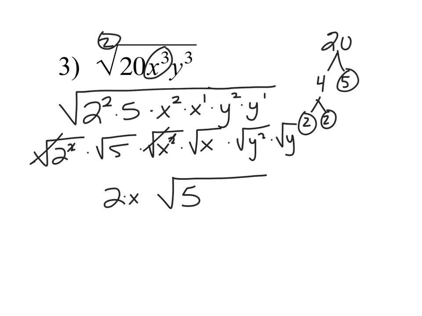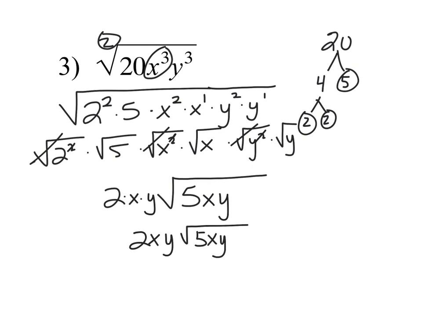This second x right here, there's no power of 2, so he stays on the inside. This y has a power of 2 right there, cancels, and it goes on the outside. And then this last y doesn't have a power of 2, so it stays on the inside. So my simplified answer is 2xy times the square root of 5xy. Again, powers of 2 come out of the root. Non-powers of 2 stay inside the root.